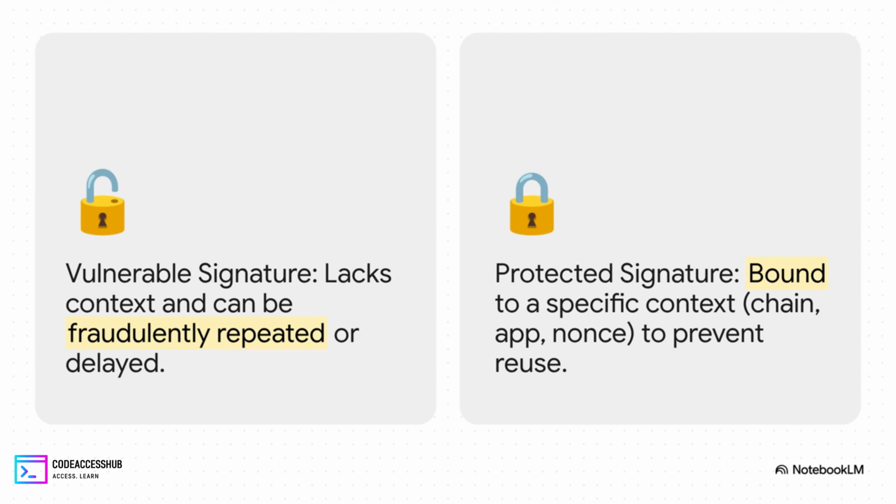The entire idea behind protection boils down to one word: context. You see, a vulnerable signature is just a signature. It exists in a vacuum. But a protected signature is different. It's tied or bound to a very specific context. It's designed to know the answers to questions like, hey, which blockchain is this for? Which specific app? And have I seen this exact request before?